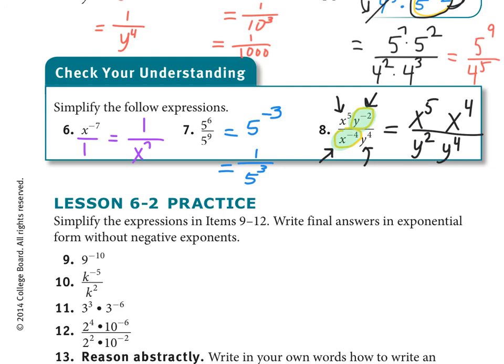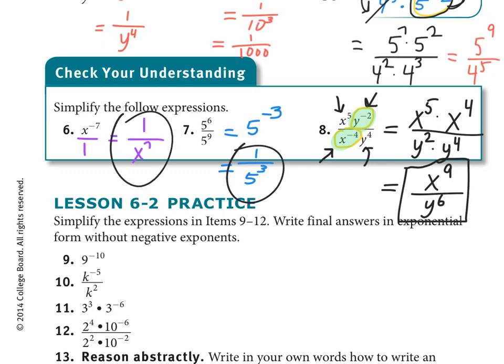And then our final step is cleaning this up. The numerator, x to the 5th times x to the 4th, we add those exponents, we get x to the 9th. And then y to the 2nd, y to the 4th, add those exponents, we get y to the 6th. So that would be our final answer. Notice we have no negative exponents in any of our answers. That's how you simplify these things.